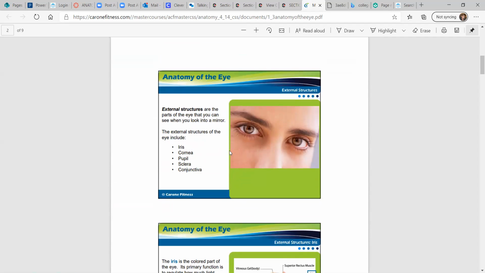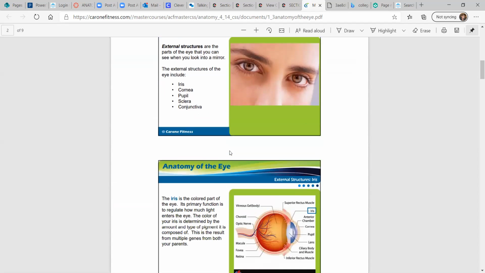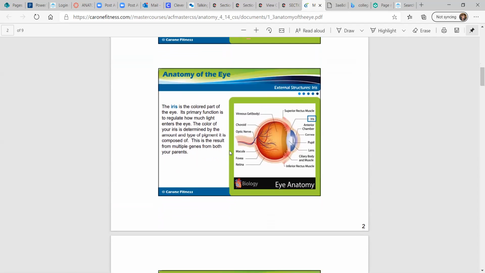You have the iris, the cornea, the pupil, the sclera, and the conjunctiva. The iris right here, if you can see that, that's the colored part of your eye. And the colored part of your eye, the iris, regulates how much light enters your eye. So the iris changes the amount of light that enters your eye at any given time. And the color of your iris is determined by the amount and type of pigment.